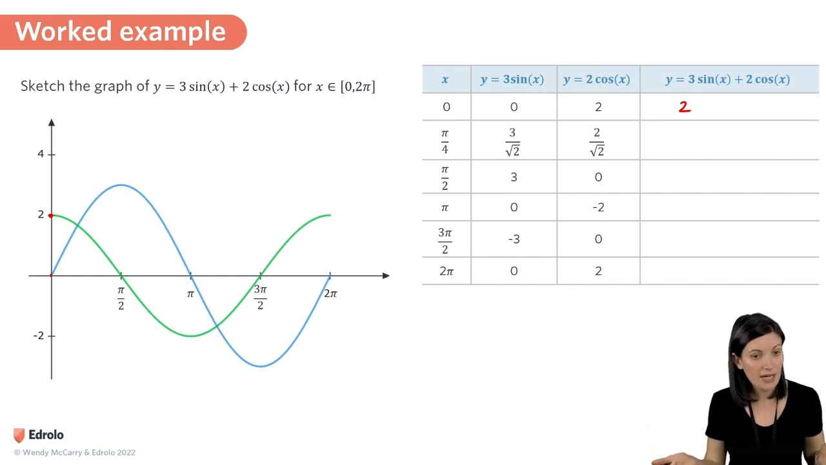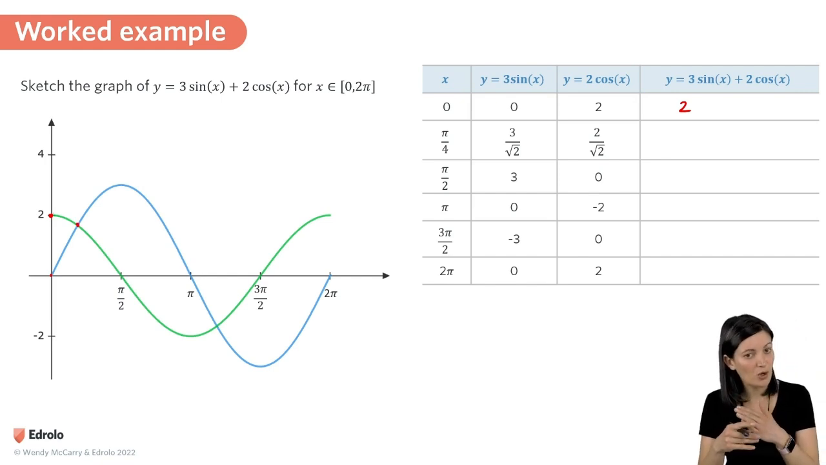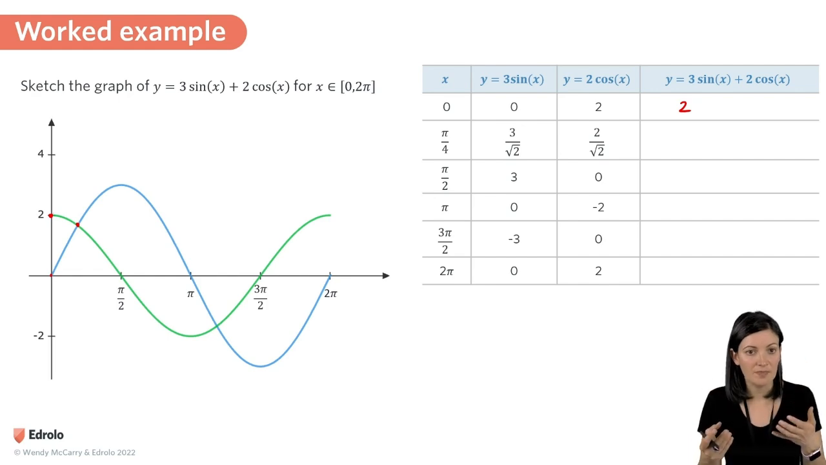Now the next one I've looked at is where these two graphs intersect. Basically, if they intersect at that point, they have the same y-coordinate. So the y-coordinate will just double at that point.